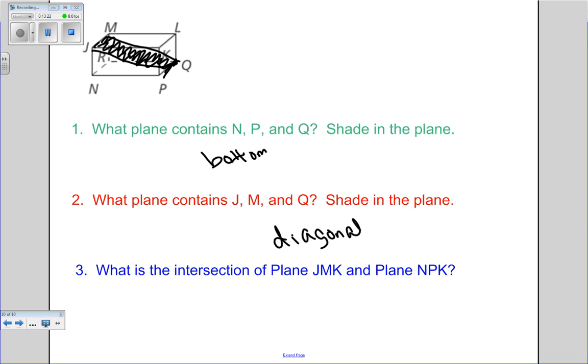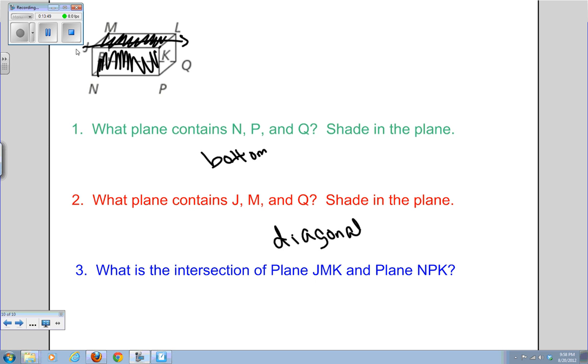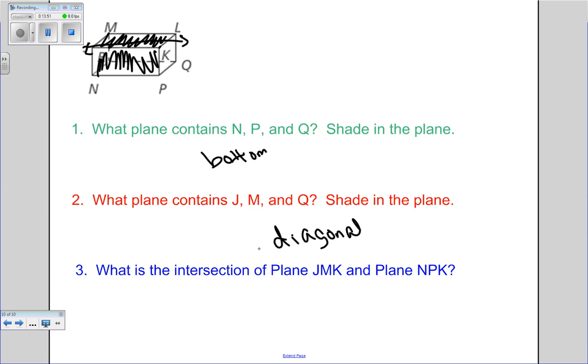And last but not least, what is the intersection of plane JMK? So JMK. K is this corner here. So JMK, that's our top. And the intersection of plane NPK. Here's N, here's P, K is that top corner again. So now we're looking at the front. What's the intersection of those? Remember that the intersection of 2 planes is a line. So I need to name this line here, and that is line JK.